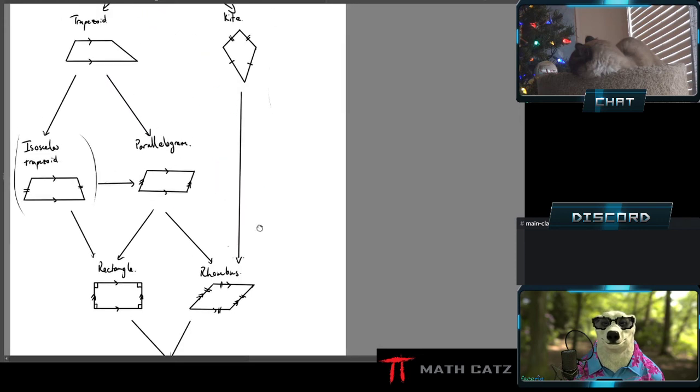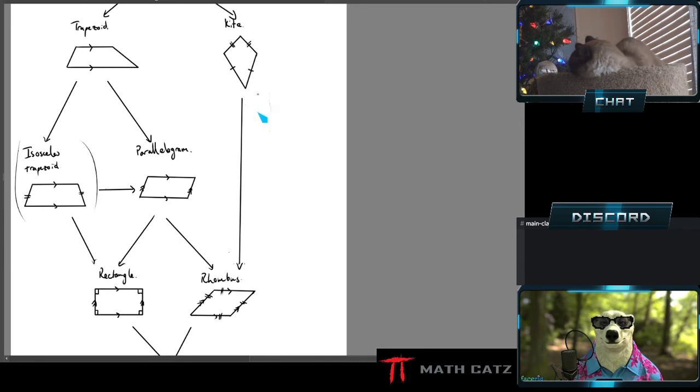Look, it's sort of on the side here. It's not a part of this nice long chain. Trapezoid, parallelogram, rectangle, rhombus, square. That's the familiar chain, right? Kite is sort of on the side, and then it links back up when we get to rhombus.